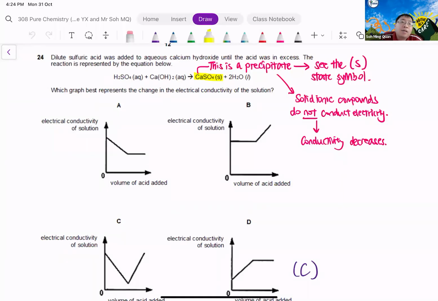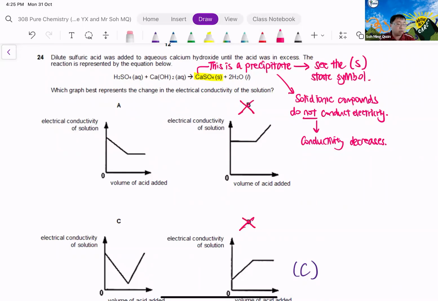All right. Now, the equation is given. Obviously, this is an equation that you need to look at, in particular the state symbols, right? It's quite obvious that it forms calcium sulfate solid. It's solid. Solid means it's a precipitate. What have you learned about solids? Ionic compounds as a solid doesn't conduct electricity. So as it forms calcium sulfate, it forms a solid, right? Solid, the conductivity should drop. So definitely B is wrong.